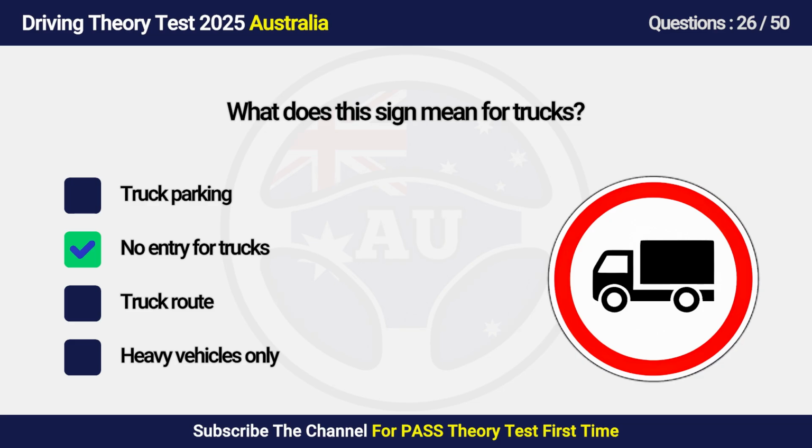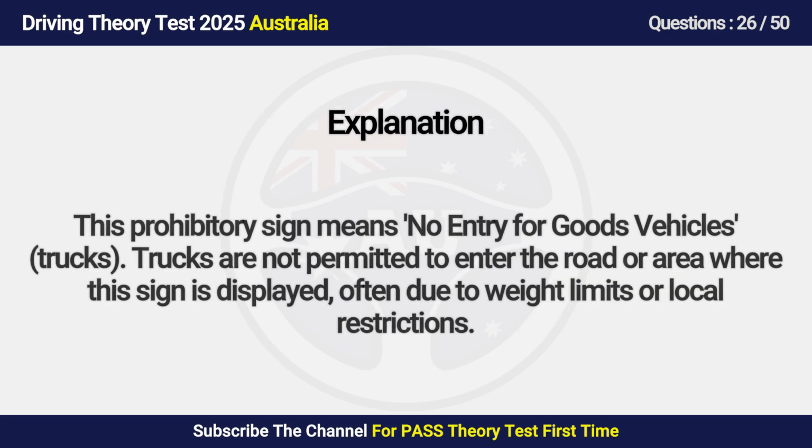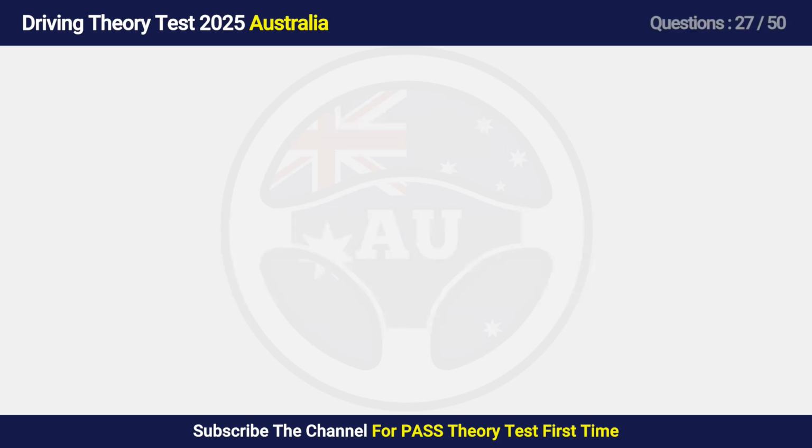Answers is B. No entry for trucks. This prohibitory sign means no entry for goods vehicles, trucks. Trucks are not permitted to enter the road or area where this sign is displayed, often due to weight limits or local restrictions.